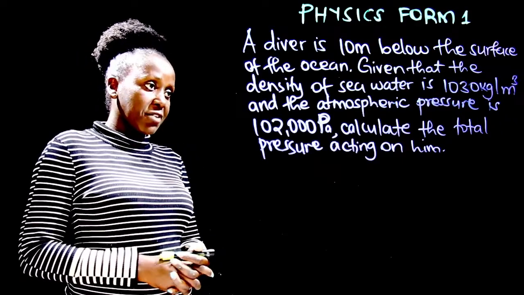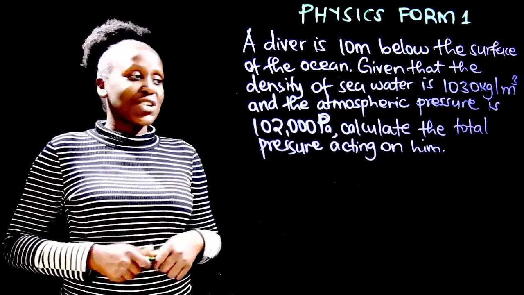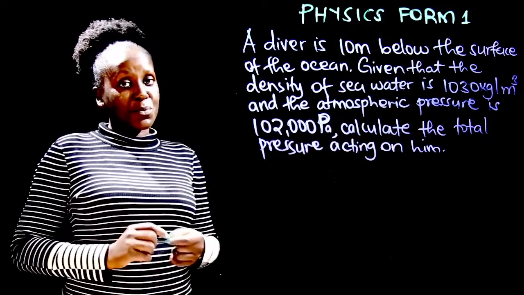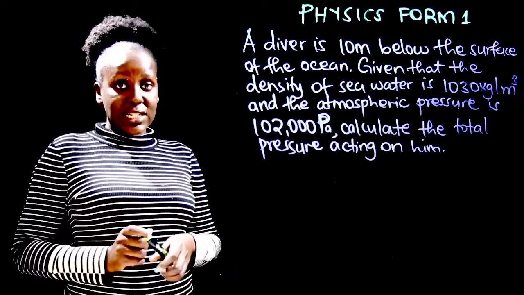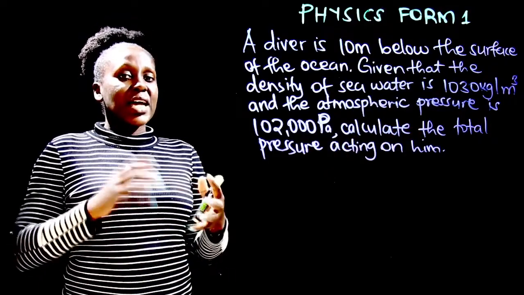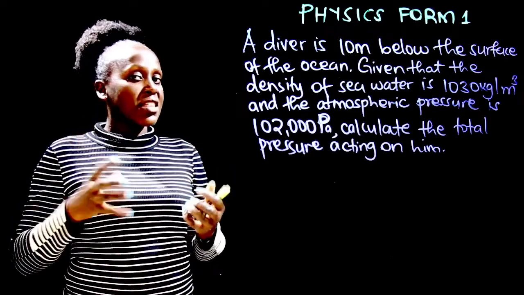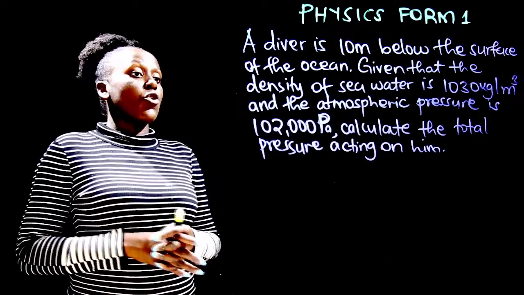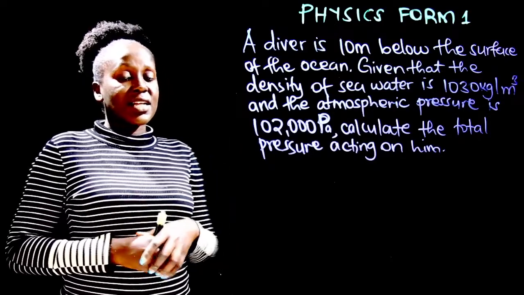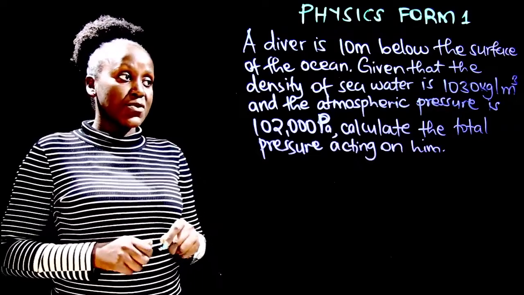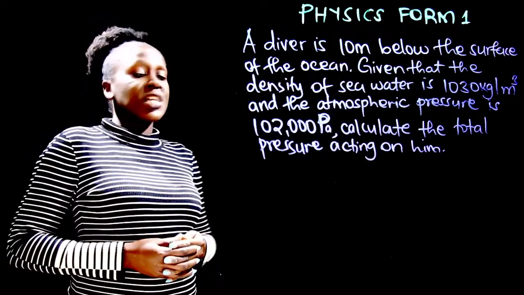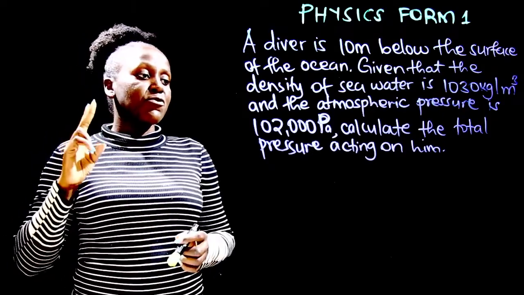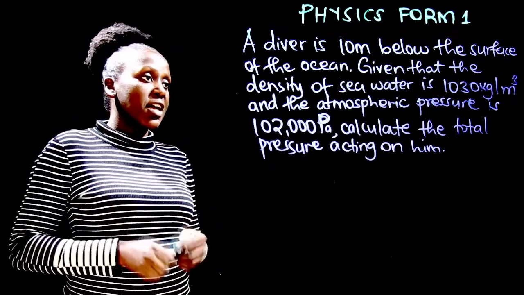acting on the diver. Now you might be asking yourself, why is the seawater having a different density now. Remember, seawater is salty, so it's basically a mixture of water and other elements. And as a result, the density of seawater is higher than the density of pure water, which is 1,000 kilograms per meter cubed.